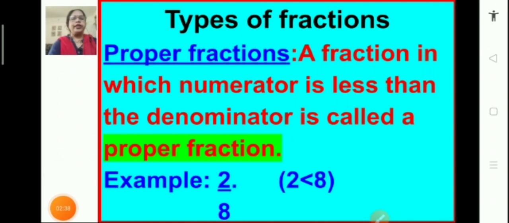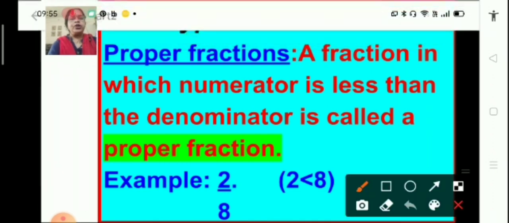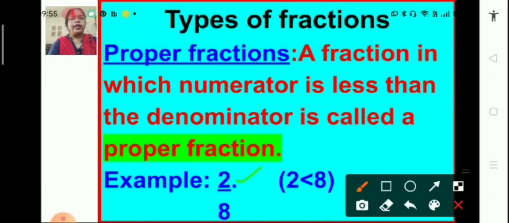Now, let's move on to the next topic, types of fractions. Proper fractions. What are proper fractions? A fraction where the numerator is less than the denominator is called a proper fraction. We have an example here, 2 upon 8. 2 is the numerator which is smaller than the denominator 8. So, it is a proper fraction, 2 out of 8.